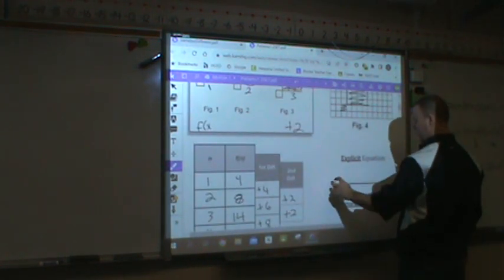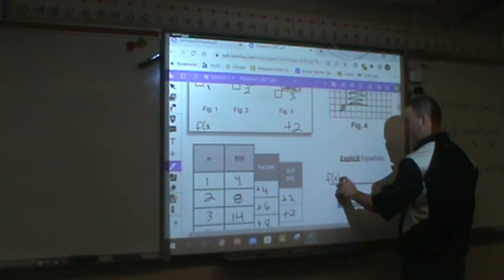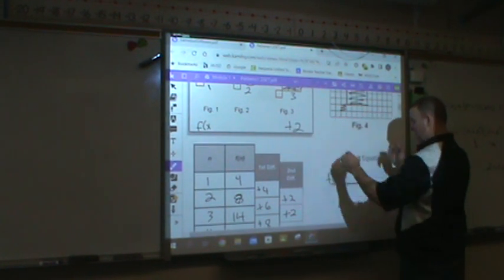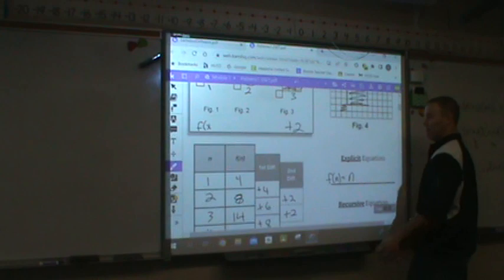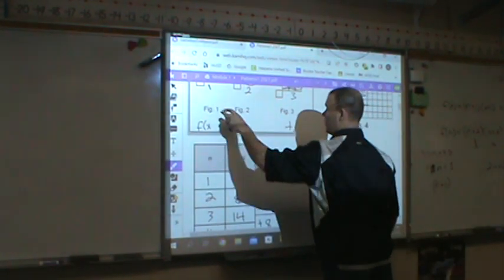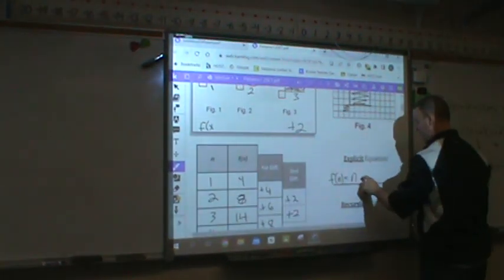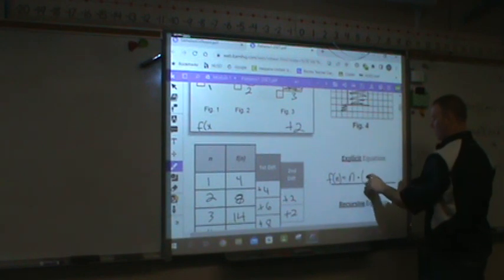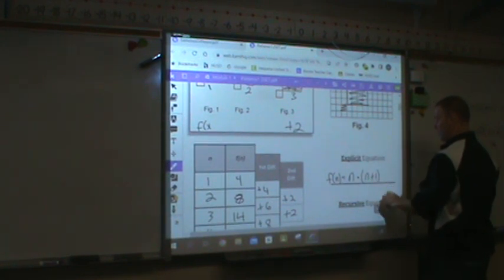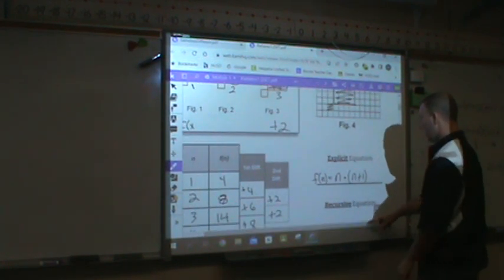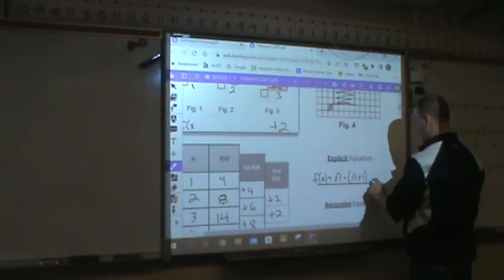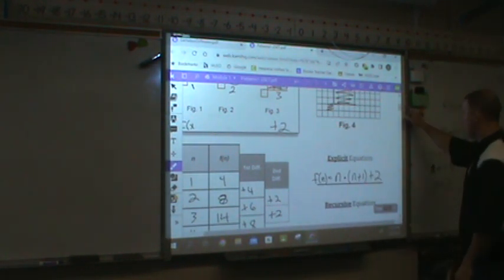So my explicit equation is f of n is equal to my base, which is n for any given figure number. Notice 1 is 1, 2 is 2, 3 is 3, times, how did the overall height change? N plus 1. And then what did I do at the end? Remember at the end it was always the add plus 2.